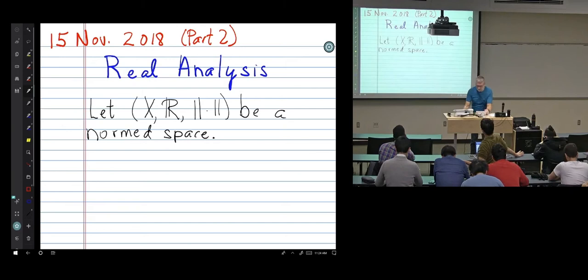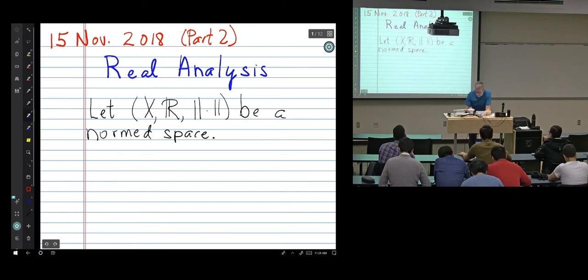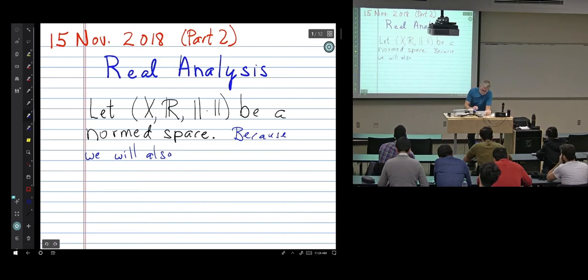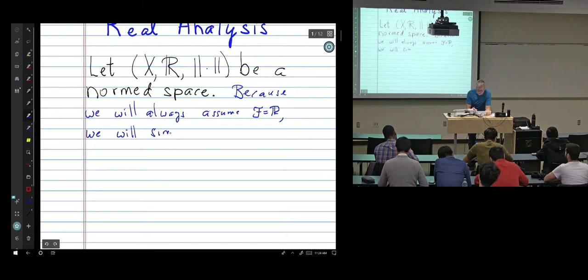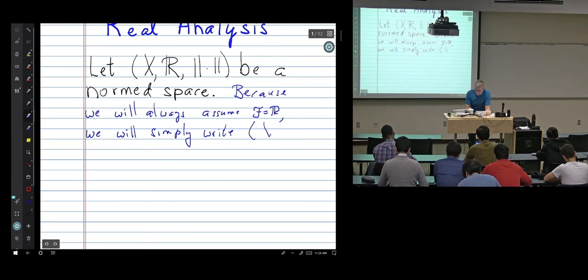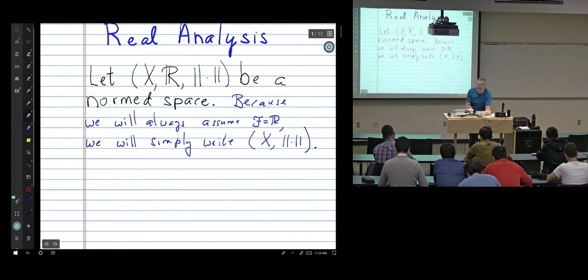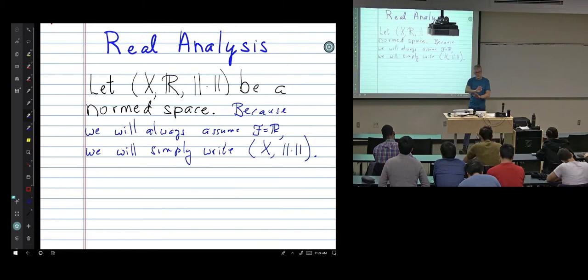From now on, we're going to take the field equal to R. You don't have to, but we're going to do this. We will always assume the field equals R, and we will simply write X and the norm, okay? So the field is just assumed to be the real numbers when we do this. That's all. Just making the notation slightly easier. I think we're pretty good with that.